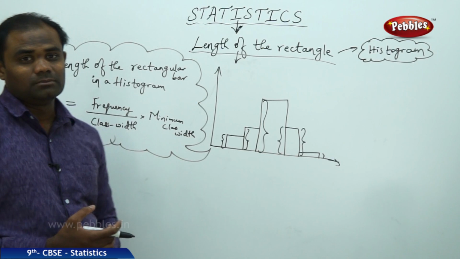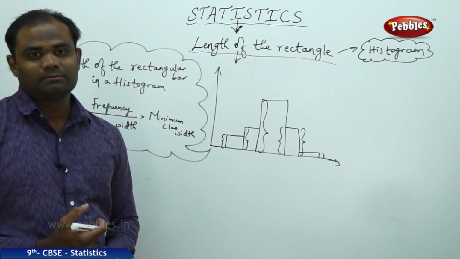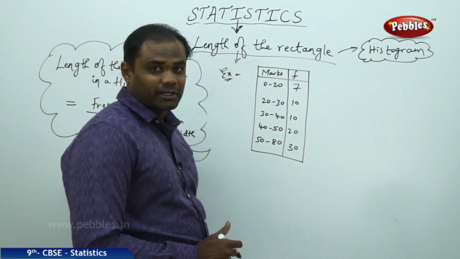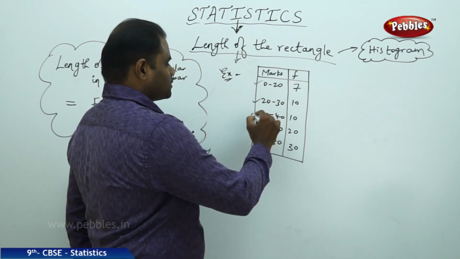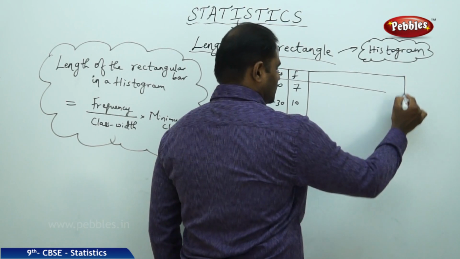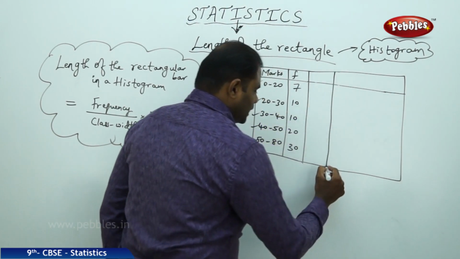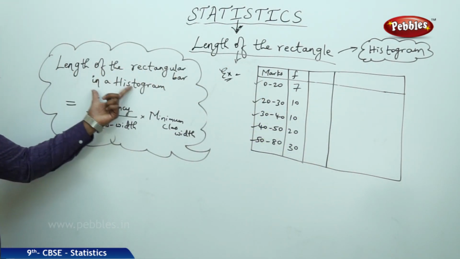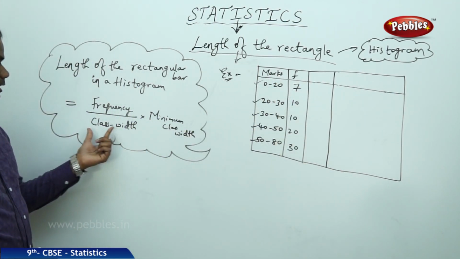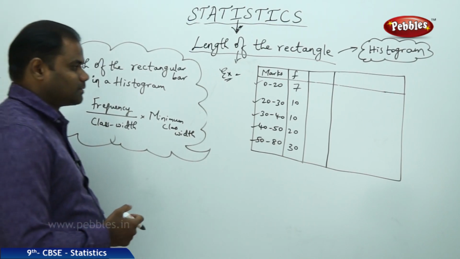Let's take an example problem to calculate the length of rectangle bars of each of the class intervals. Here is an example problem for which I would like to find the length of each rectangular bar represented by each class interval. For finding the length of the rectangular bar in the histogram, I need the frequency, which is already given, but I need the class width and the minimum class width.